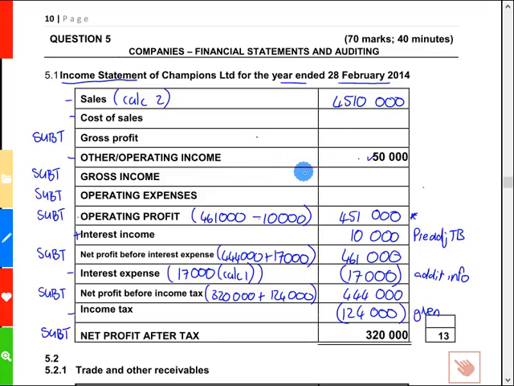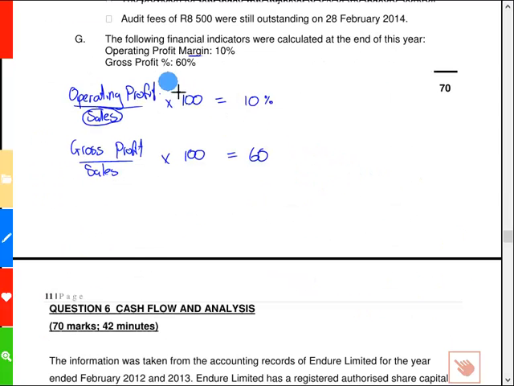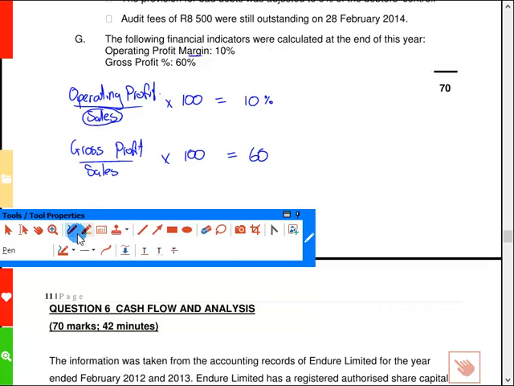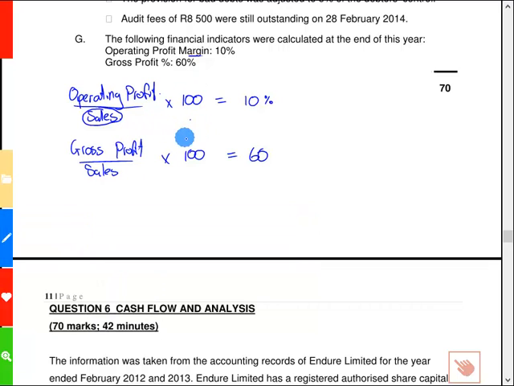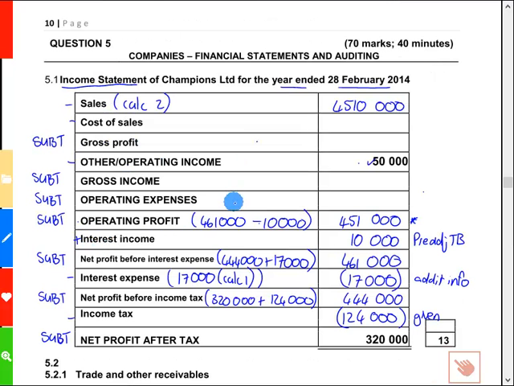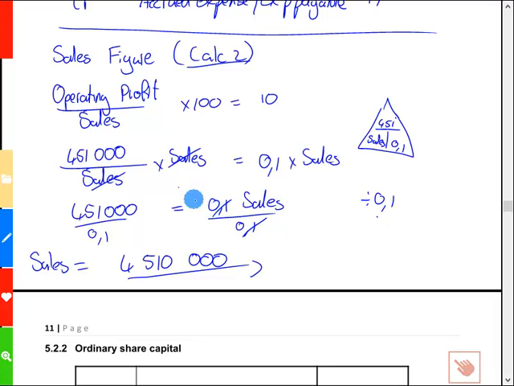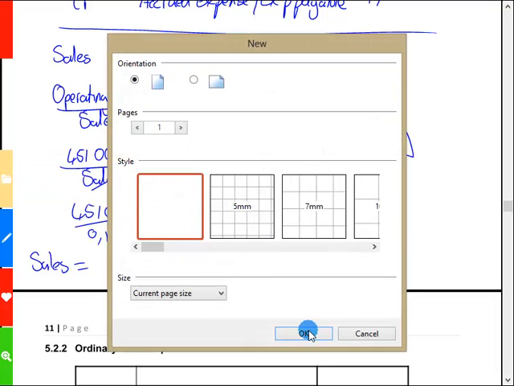4,510,000. Alright, so we only need a few figures still. We only need our gross profit, cost of sales, gross income, and operating expenses. But we know, what do we know? We know that the gross profit margin is 60%. That was given to us. Alright, so we can do the same thing. We can substitute what we have. This time we've got the sales and we're just going to need the gross profit. So let's do that. Let's just open up another calculation here. Calculation number 3. And what we're going to calculate now is cost of sales and gross profit.